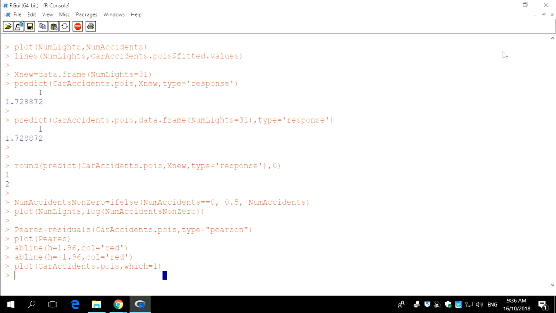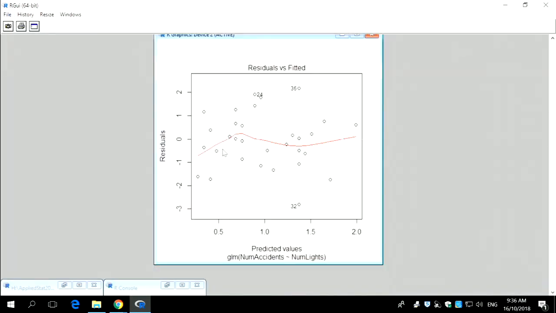But we can actually use this plot which function, which we haven't talked about, but you can use it. So that's the answer.